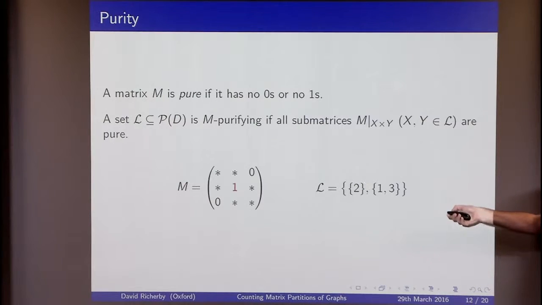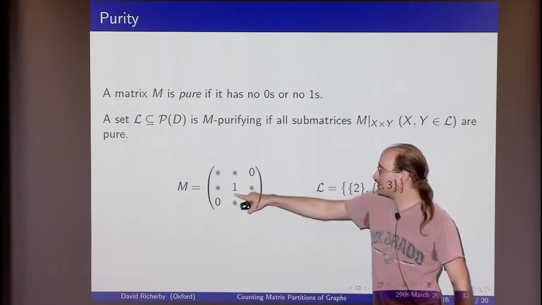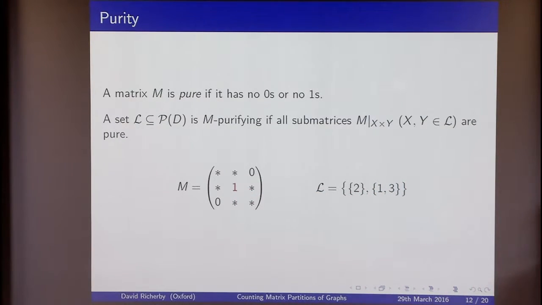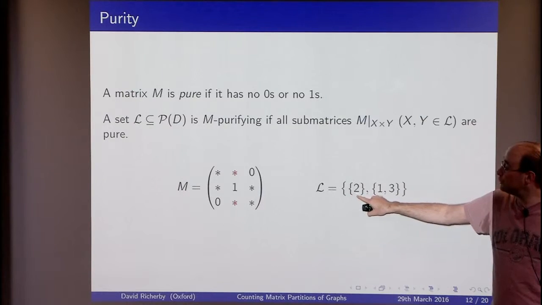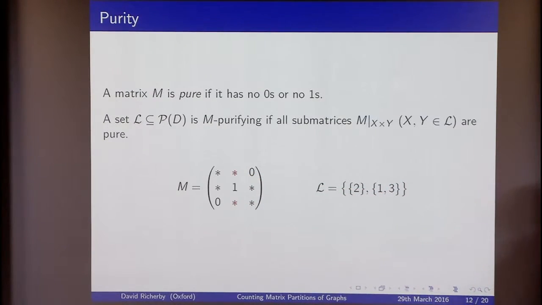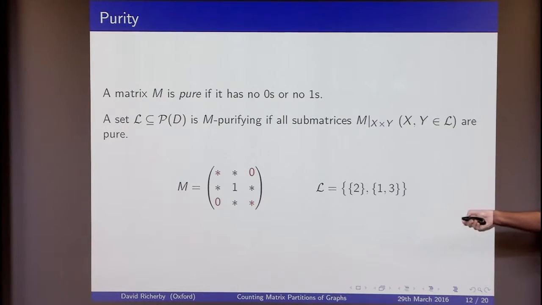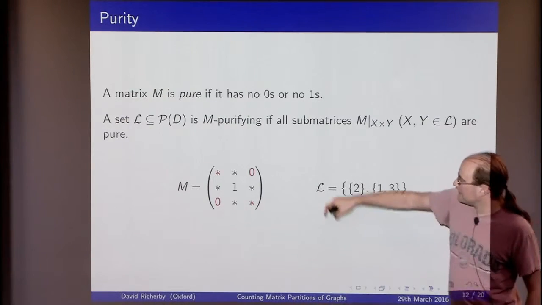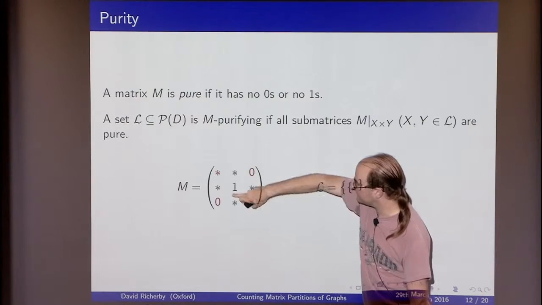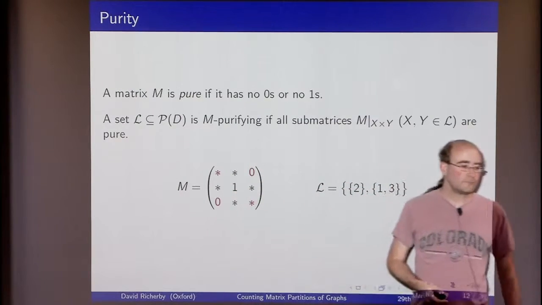firstly, if we apply just the list 2, then we're cutting down to this 1-by-1 matrix in the middle, which is a pure matrix. It's got no 0s in it. Alternatively, if we look at rows 1 and 3 and column 2, then we get the matrix with the 2 red stars in it, which is also pure. It's got no 0s in it, for example. Or alternatively, we might restrict to the rows and columns given by 1 and 3, and then we get the matrix given by the red points around the edge, which again is pure. Okay, so this list is purifying, but on the other hand, if we said, for example, 1 and 2, 2 and 3, then we'd be restricting to this 2-by-2 matrix in the corner, which is not pure.